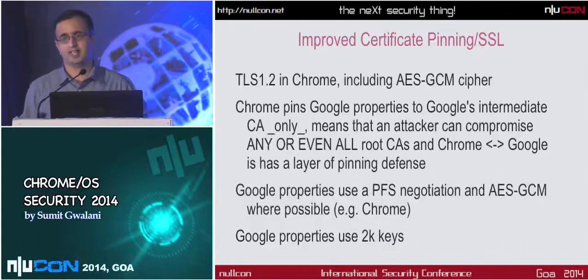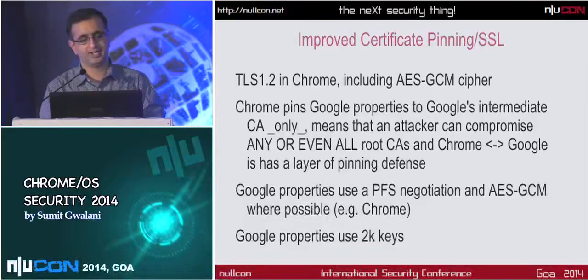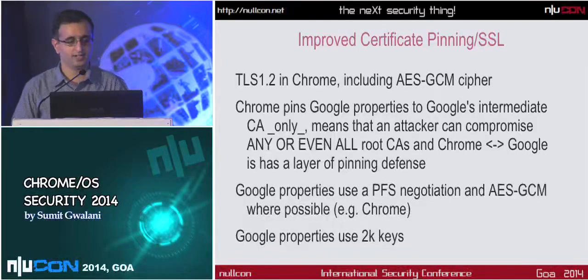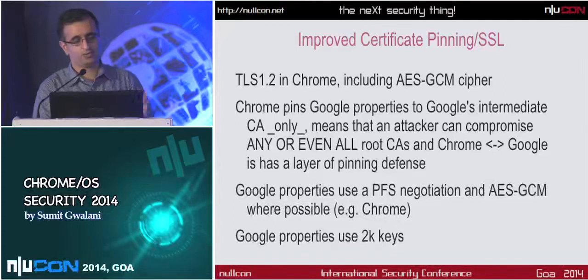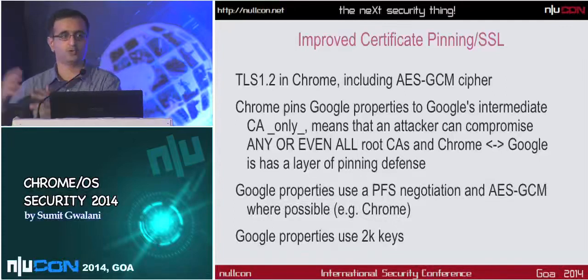Some of the other defenses that we added was support for TLS 1.2. I won't go into details about the AES GCM cipher. We actually started using it for Google properties. And also, with the worry about RSA 1024, a lot of our Google properties moved to 2K keys.